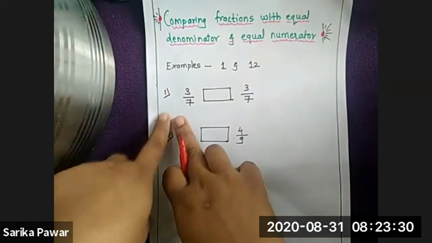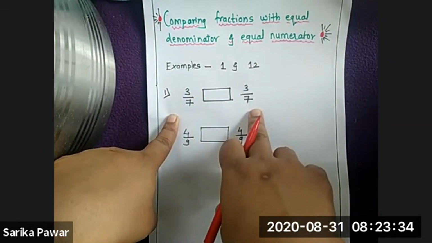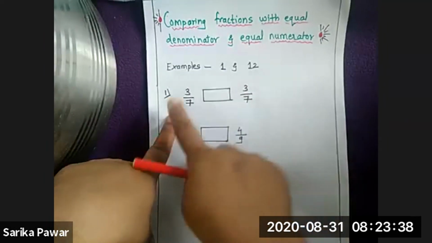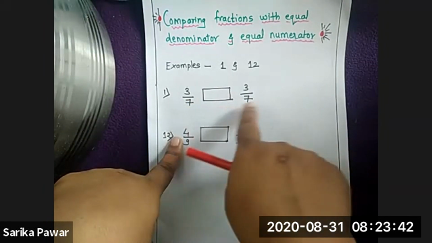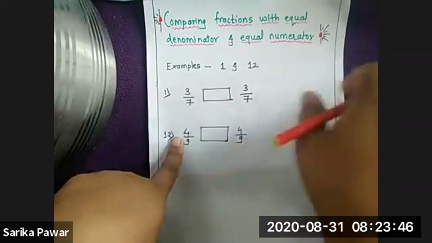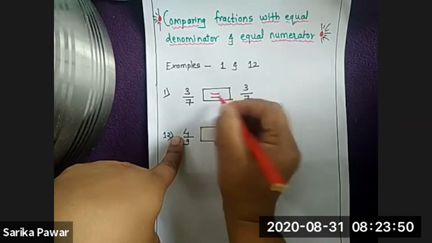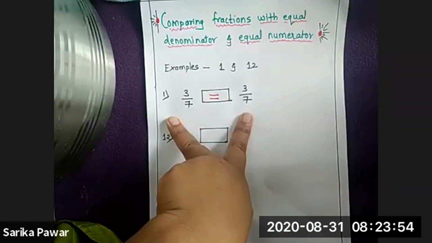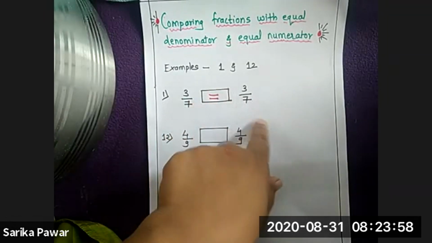The first problem is 3 upon 7 and 3 upon 7, isn't it? In this problem, 3, 3, the numerator value is the same. And 7, 7, the denominator value is also the same. So, no comparison, no smaller, no greater. So, we will put the is-equal-to sign. Because both the fractions are equal. 3 upon 7, 3 upon 7.